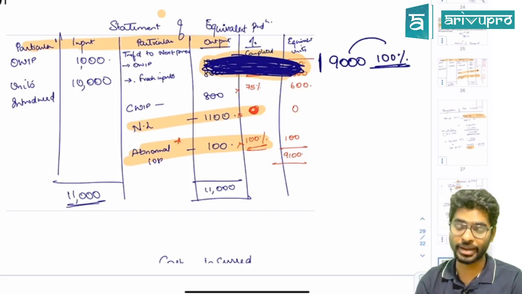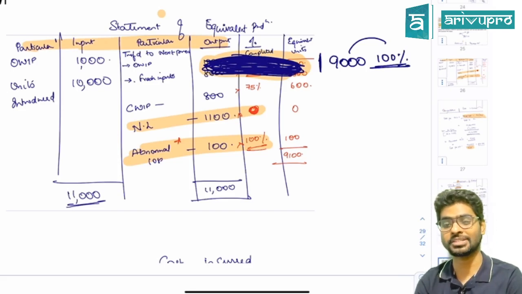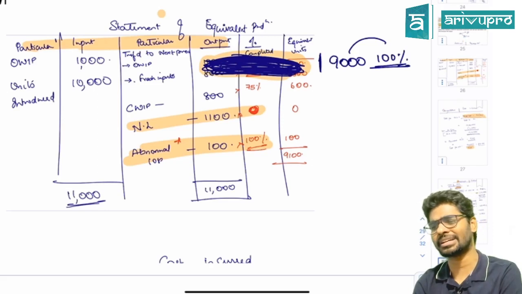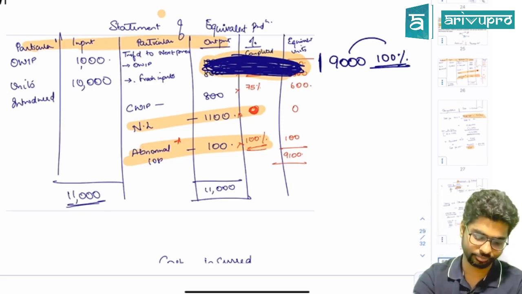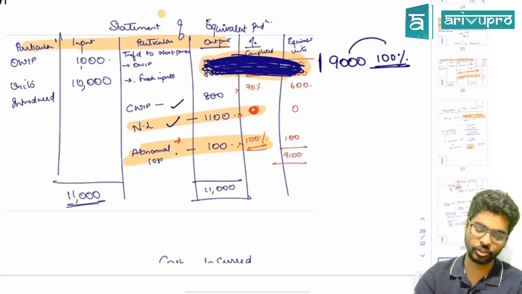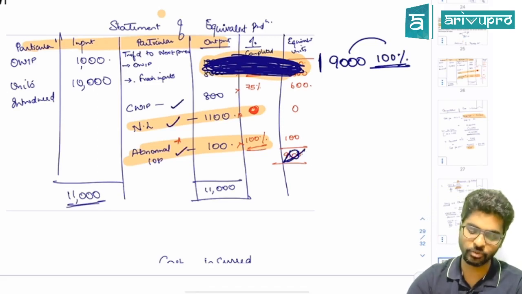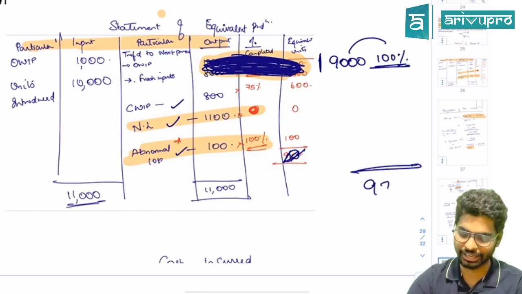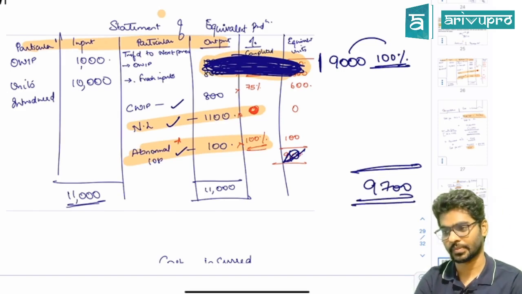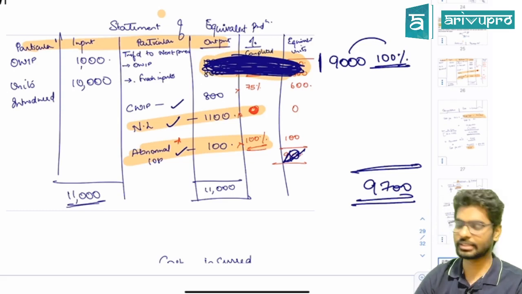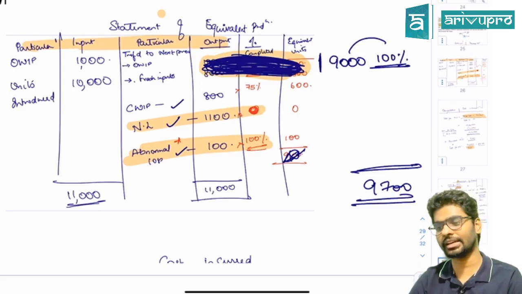So I am not going to bifurcate any 60%, 40%. Whatever units have been completed this year, I'll assume this will continue to be the same. This will also continue to be. So what is the number of equivalent units completed this year? Can I say 9,700? Done. This is the first difference. Did you understand, all of you?